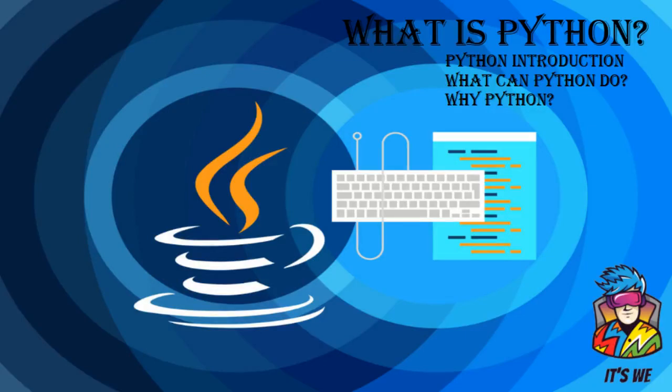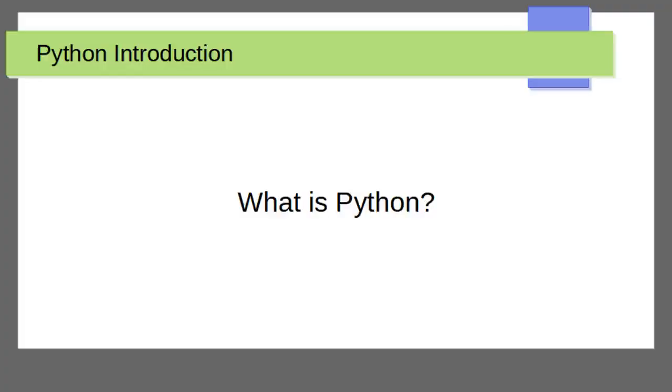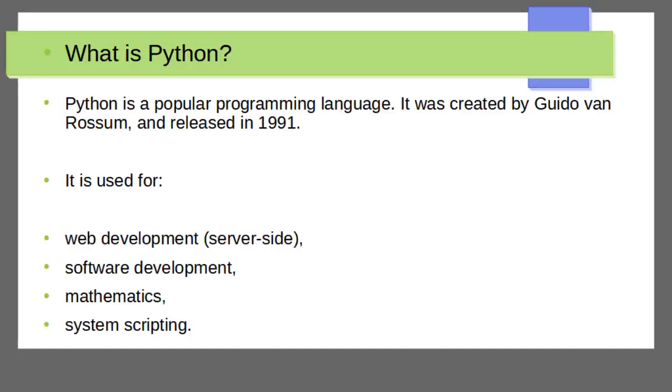Python. Now, most commonly asked questions are: what is Python and what are the uses of learning it? Now, let's begin our session with what is Python. Python is a popular programming language. It was created by Guido van Rossum and released in 1991. Nowadays, Python is the most popular language. It is used for web development on the server side, software development, mathematics, system scripting, and also used in many other fields.